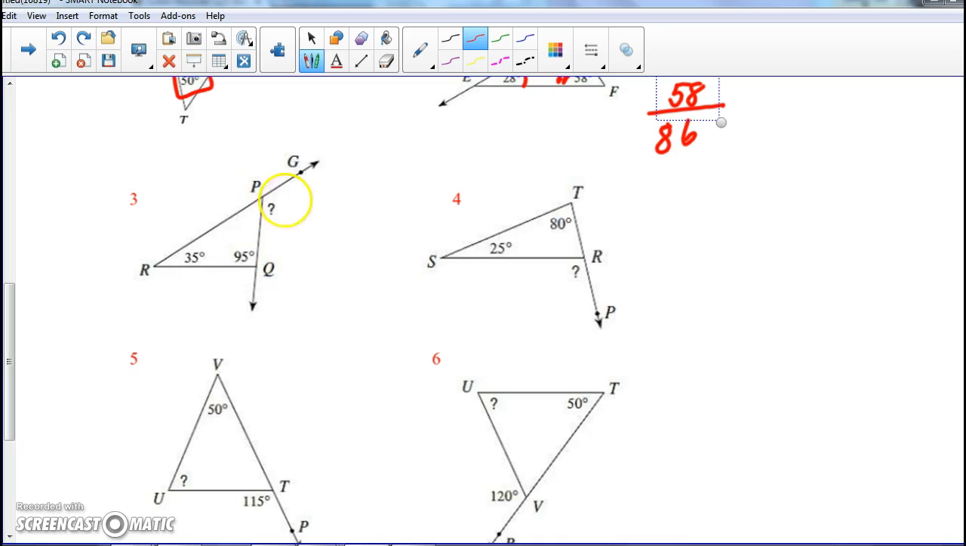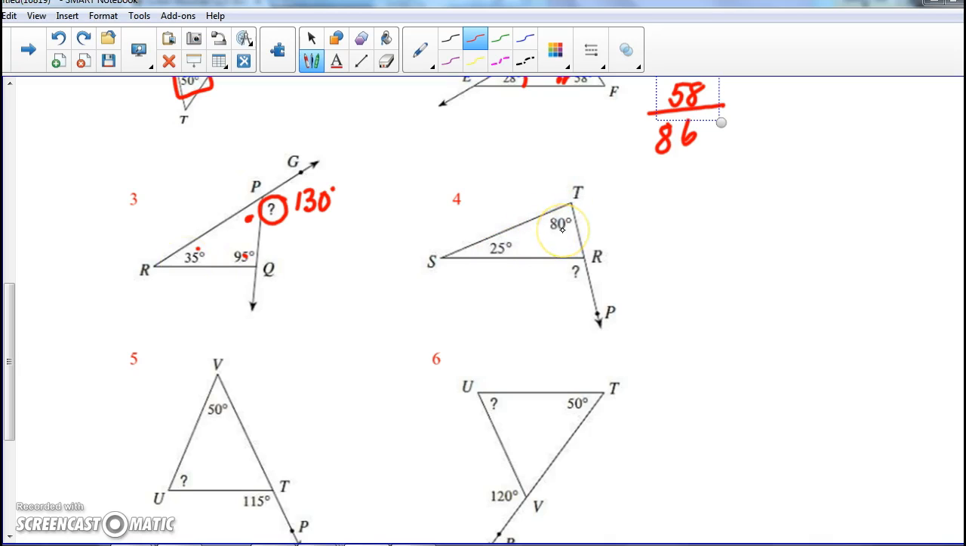So 35 and 95, this is on the exterior. This is also an exterior angle here if it asked about it. If this is our exterior angle, it's got a question mark for them. These are the two remote. Remember, it's non-adjacent, so this is the adjacent one. These are the two non-adjacent, and this one adds up to 130. 95 plus 35.